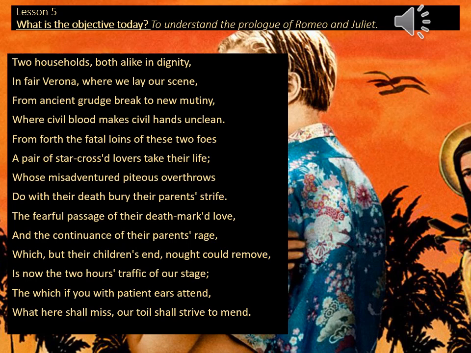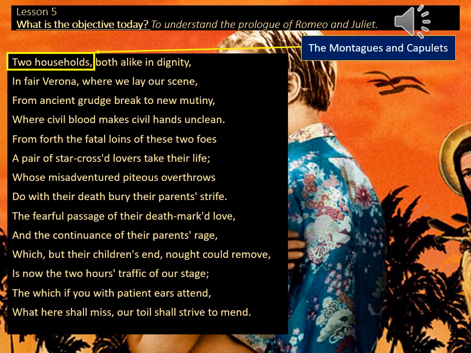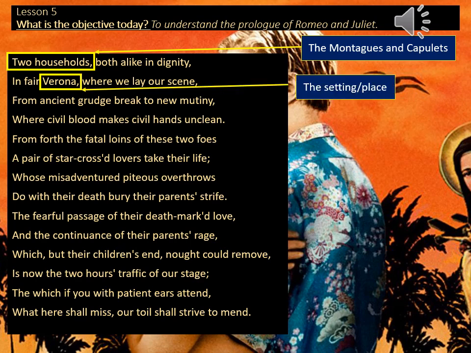So if we think about what we know about prologues, they introduce a play to us, they introduce the story, and we know the story of Romeo and Juliet. So let's just think first of all about the first things we might pick out from this prologue. We know when it refers to two households that it's referring to the Montagues and the Capulets. We know that this play is set in Italy, in that real city of Verona, so we know that's the setting. We know that phrase ancient grudge.